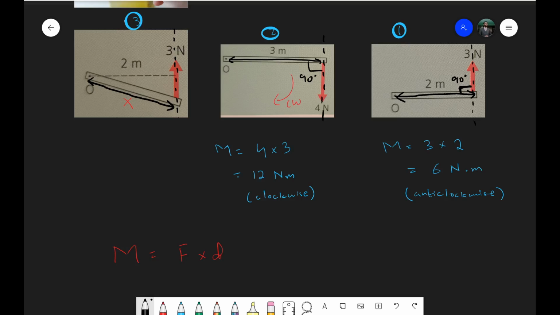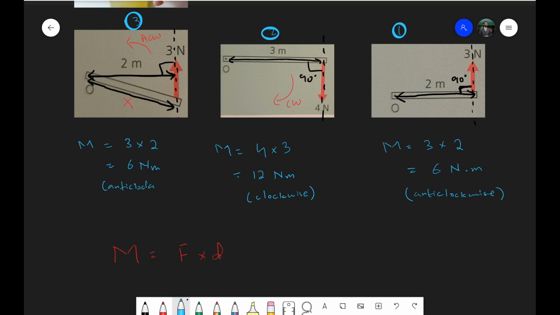The line of action of the force is again vertical, so the distance must be perpendicular to that force at 90 degrees to it, which is 2. So in this case, the moment will not be the length of the rod, but it will be force, which is 3 multiplied by distance 2, and we'll again get 6 Newton meter. And from the diagram, it's quite obvious that this is going to be in anti-clockwise direction.